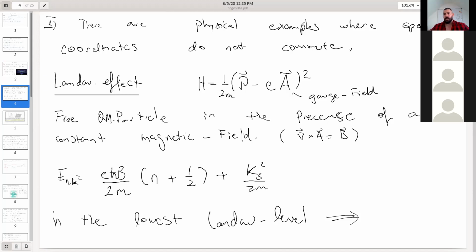The Landau effect is basically you take some electron, you neglect its spin, and you view it as a quantum mechanical particle moving in the presence of a constant magnetic field. So this can be described by a Hamiltonian that is basically 1 over 2m, where p is the momenta, minus eA squared, where A is the gauge field. Now, for a free quantum mechanical particle in the presence of a constant magnetic field, you can solve the eigenvalue equation and you get energy eigenvalues which are quantized, which is also very interesting in itself. B is here the strength of the magnetic field, and e is just the electric charge.